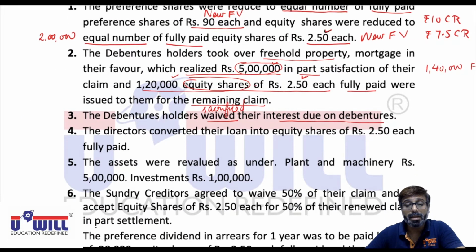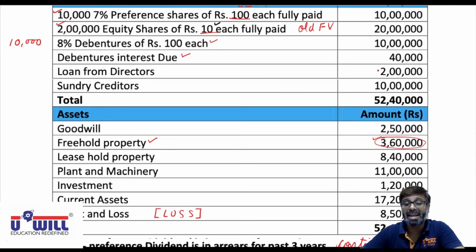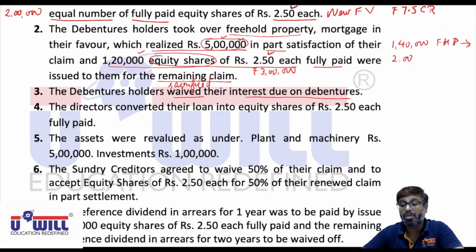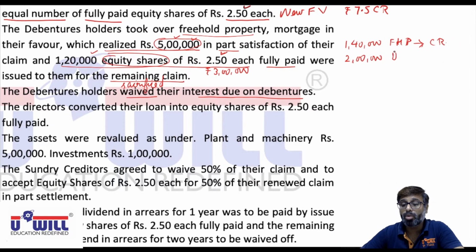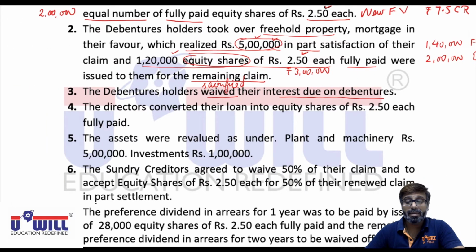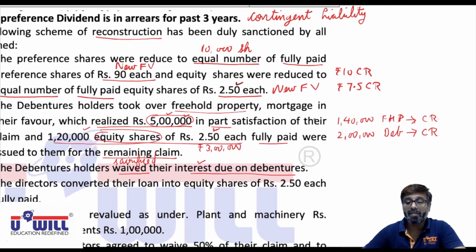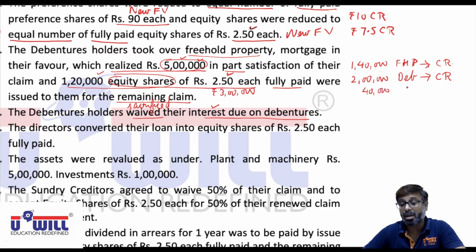Further, to the debenture holders we have paid 5 lakhs and 1,20,000 into 2.5, that is 3 lakhs in the form of equity shares. Means 5 lakhs plus 3 lakhs, we are paying them 8 lakhs against 10 lakhs. So 2 lakhs they are sacrificing. That also will go to capital reduction account. Okay, the 2 lakhs that debenture holders are sacrificing will also go to capital reduction account. And they have sacrificed the entire interest, so interest of 40,000 that they sacrifice will also go to capital reduction account. Means the total amount going to capital reduction account will be 3,80,000.